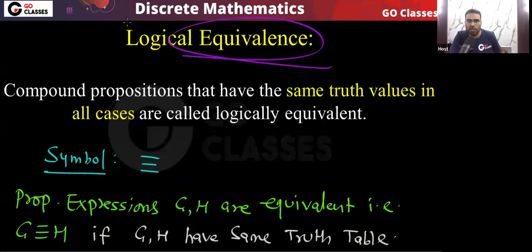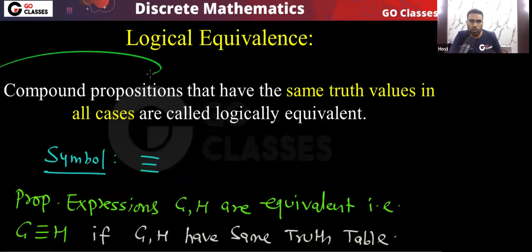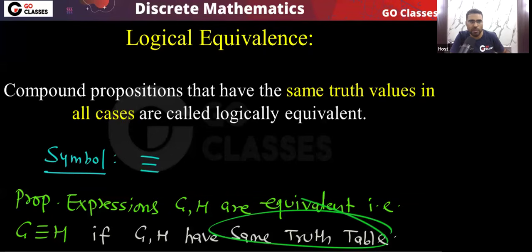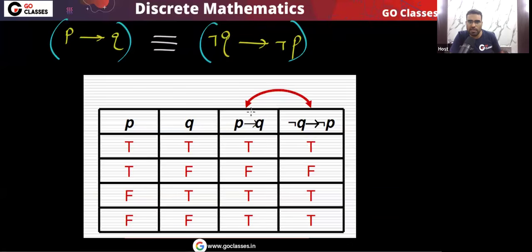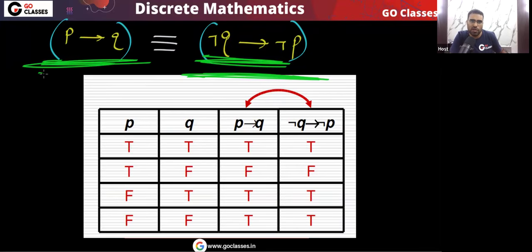This is the definition of equivalence. Very simple definition. Two propositions are equivalent if they have the same truth value in all cases. In every case, they have the same truth value, which means they have the same truth table. This is the definition. So did you notice that these two are equivalent? They look different, do you agree with me? They look different, but they are actually equivalent. Their truth value will always be the same. Whenever this is true, this will be true. Whenever this is false, this will be false. So their truth value will always be the same.